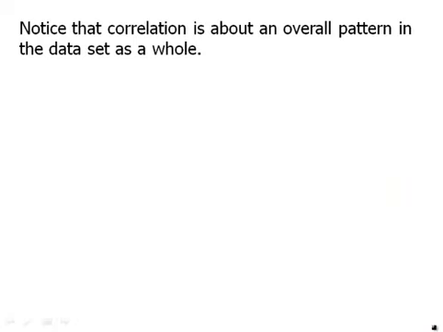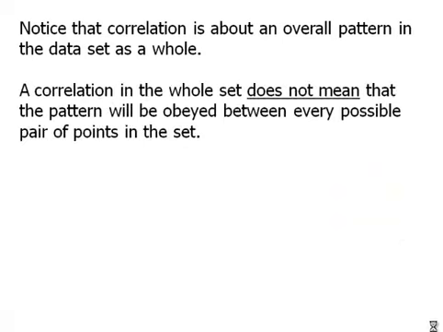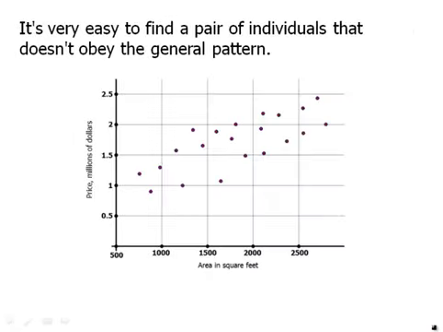It's very important to notice a correlation is about an overall pattern in the data set as a whole. Correlation in the whole data set does not mean that the pattern will be obeyed between every possible pair of points in the set. In fact, it's very easy to find pairs of individuals that don't obey the general pattern.